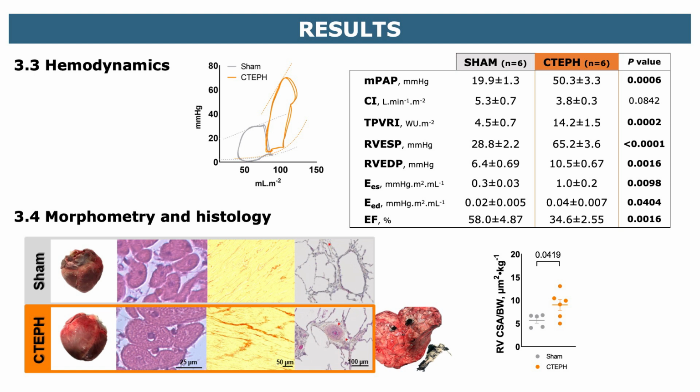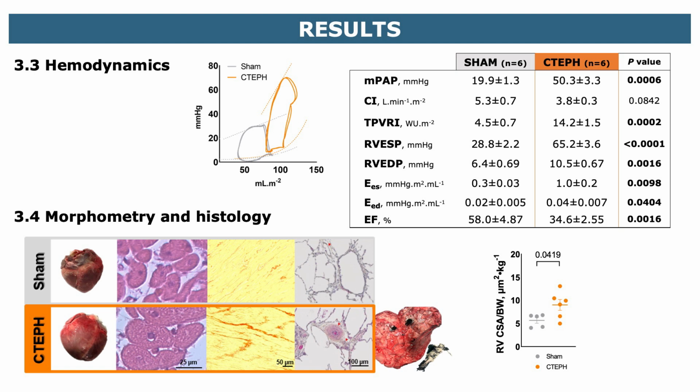The suture embolization also resulted in RV dysfunction with significantly increased mean pulmonary artery pressures, decrease in cardiac index, and also an increase in total pulmonary vascular resistance with significantly higher right ventricular systolic and diastolic pressures. Also, we observed in the CTEPH group a decrease in ejection fraction.